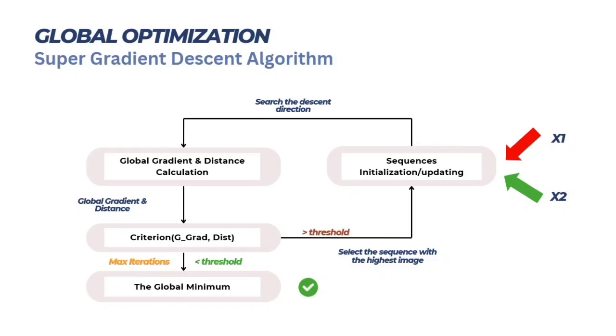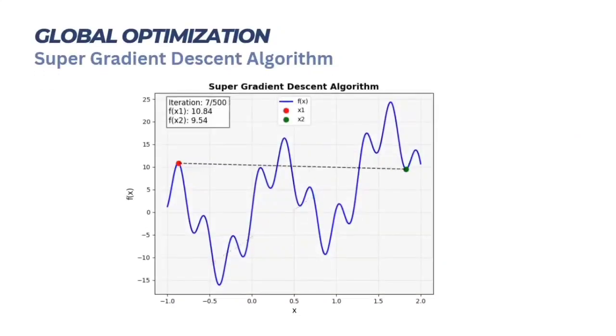It starts by two initially independent sequences at the boundaries of the space, calculates the global gradient and the distance between the two sequences, and we use the global gradient and the distance to calculate the final criterion. At each step, we update the sequence that corresponds to the highest value of the function, and we minimize it until the criterion becomes under a specified threshold. This is the supergradient descent in action.